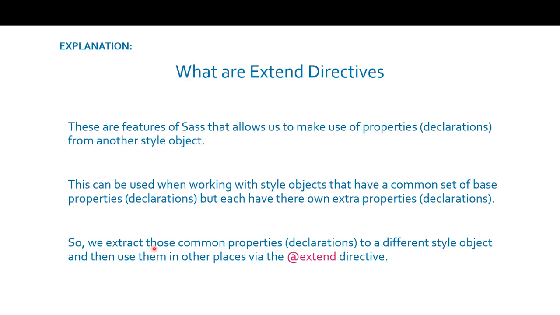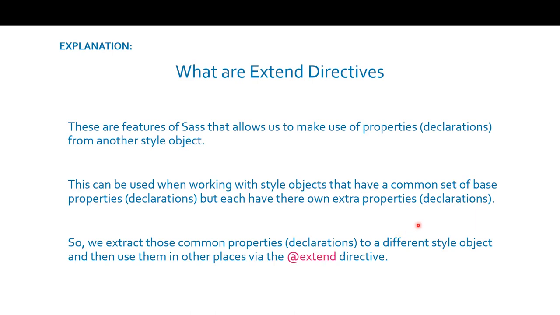So we have style objects that share common properties. What we want to do with the extend directive is remove those common properties or declarations and put them in another style object, and then use the extend directive to show that those properties in the common style object are shared among all the other style objects. So that's basically what we want to use. We extract those common properties or declarations to a different style object, and then use them in other places via the extend directive. So that's basically the proper explanation.